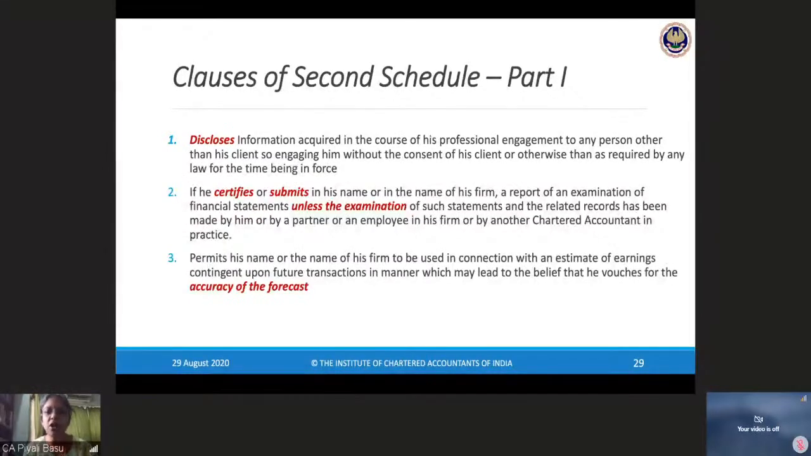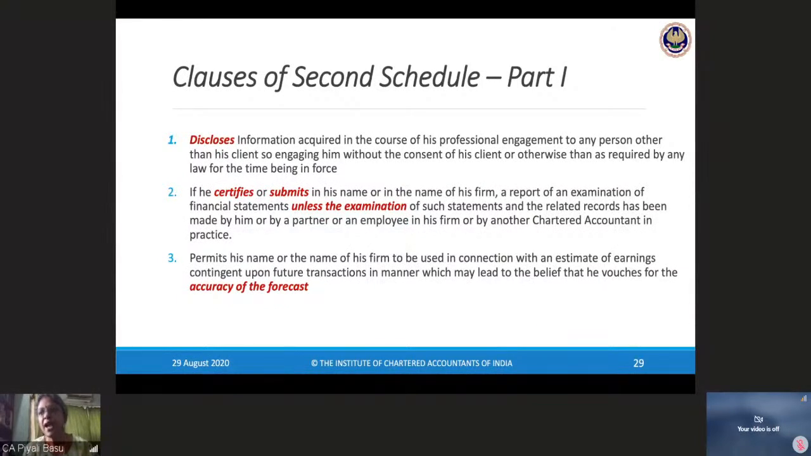Permits his name or the name of his firm to be used in connection with an estimate of earnings contingent upon future transactions. No one knows. In a manner which may lead to the belief that he vouches for the accuracy of the forecast. That the sale will be so much and the revenue will be so much. Can you tell anybody today?